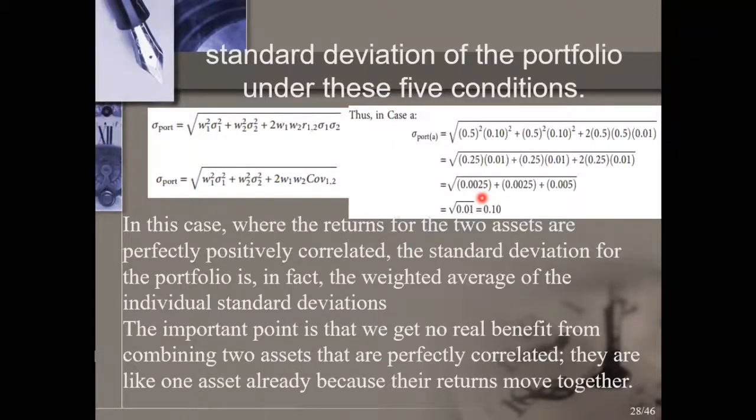What are we proving here? We are proving that a perfect positive correlation does not make a good portfolio, because the risk does not reduce, relatively speaking. The important point is that we get no real benefit from combining two assets that are perfectly correlated. They are like one asset already, because their returns move together.